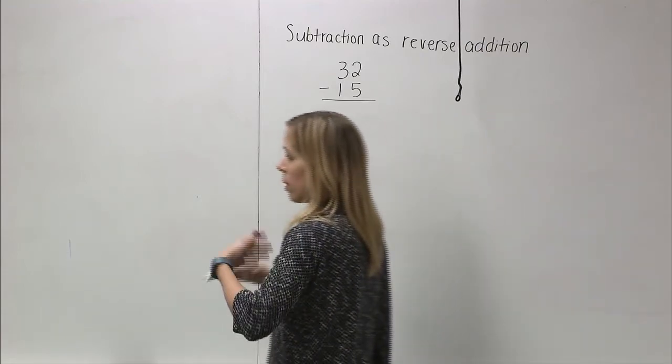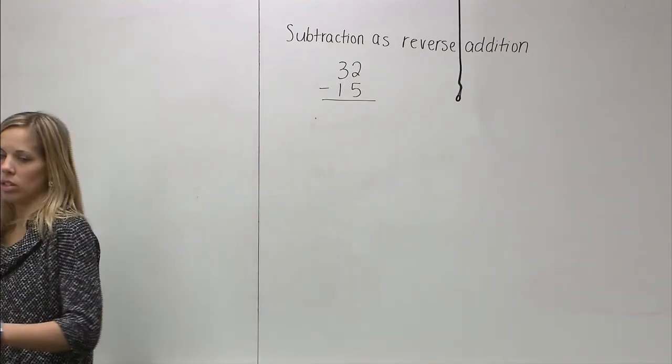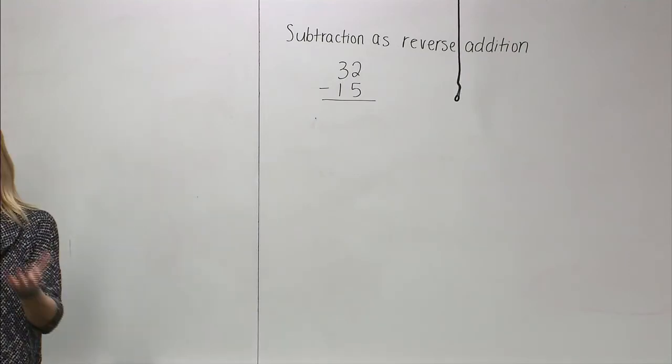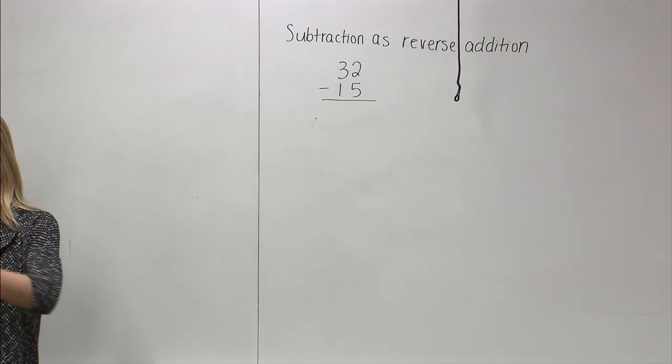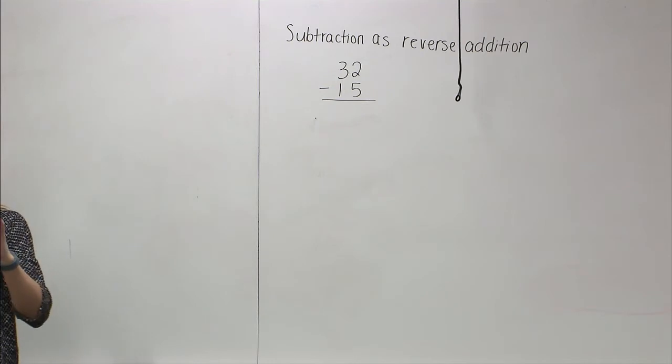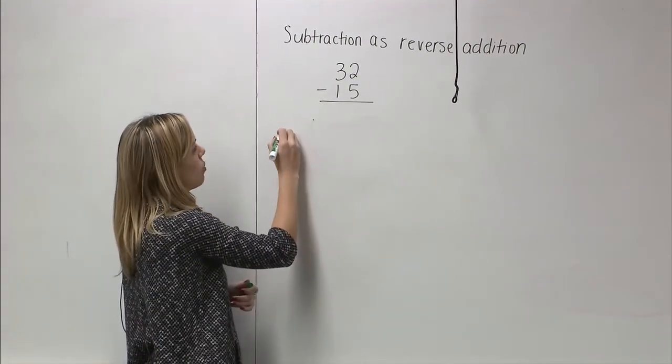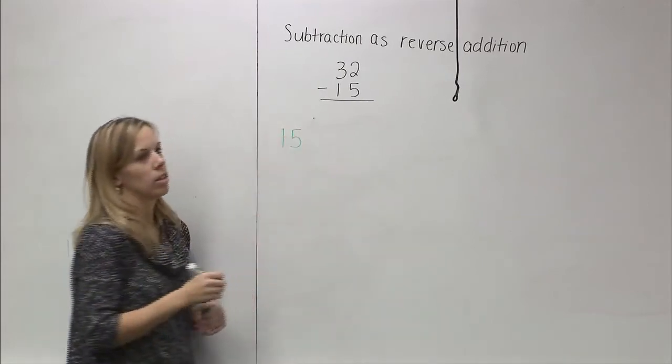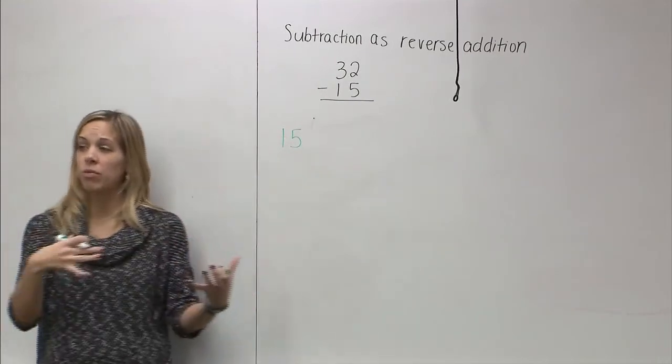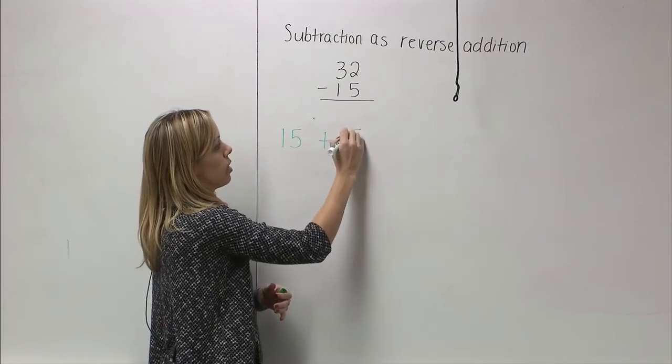And students might not be comfortable yet with subtraction. And so this is another place where, just like with the hangman idea of division, they can kind of use their estimation skills, or they can just use smaller numbers that they're comfortable with. So I'm going to start with 15, and I want to get to 32. Okay, well, I know if I add 5, that's going to get me to 20.